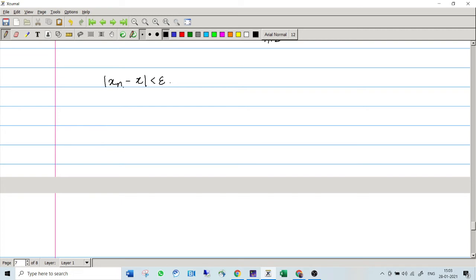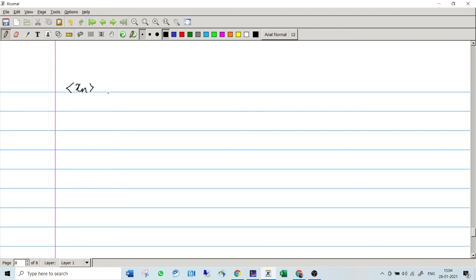Okay, so in what all manner can we write these things? You have that mod of xn minus x should be less than epsilon, which is the same as saying xn minus x is less than epsilon and greater than minus epsilon, yes or no? We have dealt with it before. It can also be written as xn is less than x plus epsilon and greater than x minus epsilon, right? So these three are equivalent forms of each other.